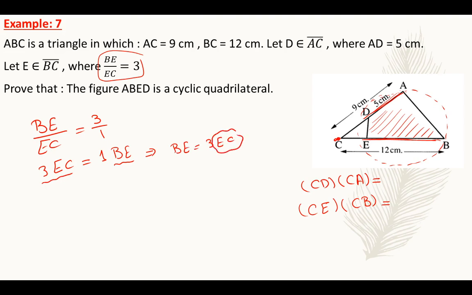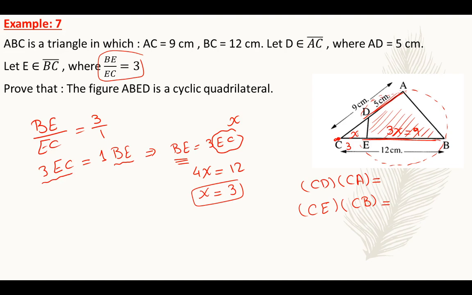If we suppose that the length of EC is x centimeter, so BE will be equal to 3x. So we can write that BE equals 3x, and CE, its length, will be equal to x. Now we know that BC will be 4x, which equals 12. So 4x equals 12, which means that x equals 3. So now we know that CE, its length, will be equal to 3, and BE, its length, will be equal to 3 times 3, which is equal to 9 centimeter.